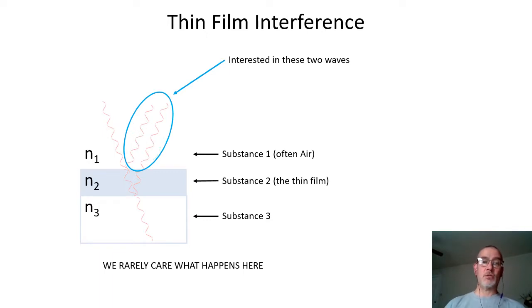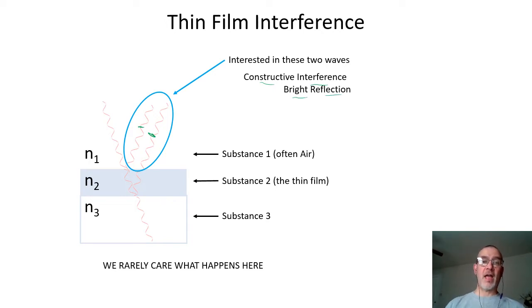So that's what's going to be interesting. And then those two waves, when they come out, if those waves are in phase, if the crests are meeting up with crests when they come out, then you're going to get constructive interference and you'll get a bright reflection.